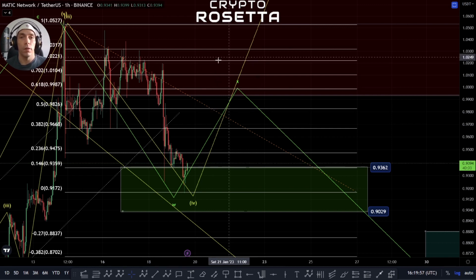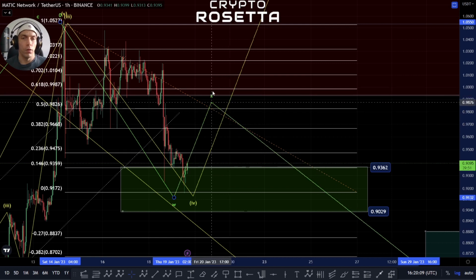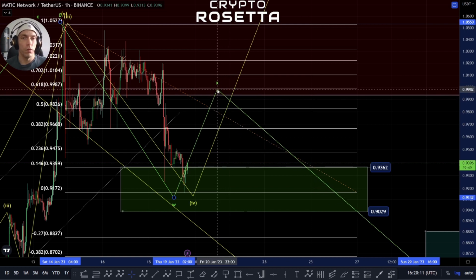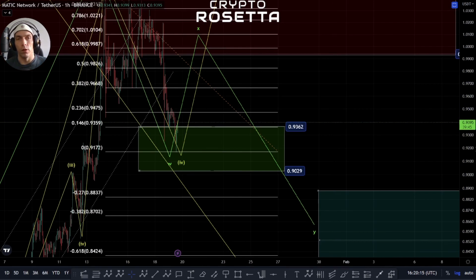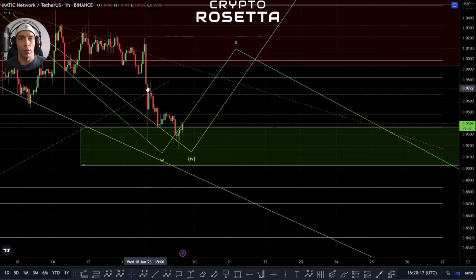So we can see the 786 zone here is sort of, it's been tested a few times here and we've lost that. So it is possible if we do move up here, we might get further rejection again and look to break down. So we'd have to just see how deep this X wave comes if this does play out, and we could look for this X wave to give us continuation to the downside. So we need to give it a bit more time with this.